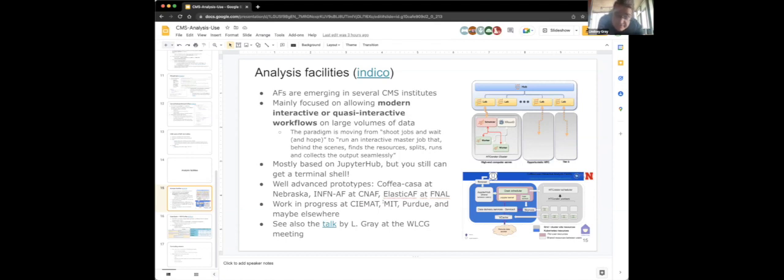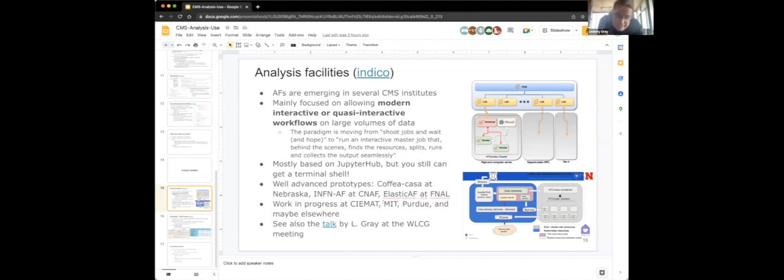There's also the elastic analysis facility at Fermilab, which is an implementation kind of similar to Coffee Casa, except that we have to service multiple experiments when we're implementing this. And we're also looking at effective use of GPUs, and we just recently got the scale out onto the LPC batch system, within all the constraints of Fermilab computing security as well. Thank you, Bert and Maria.